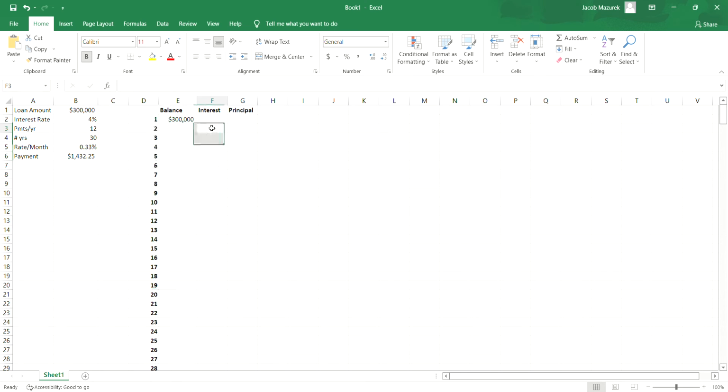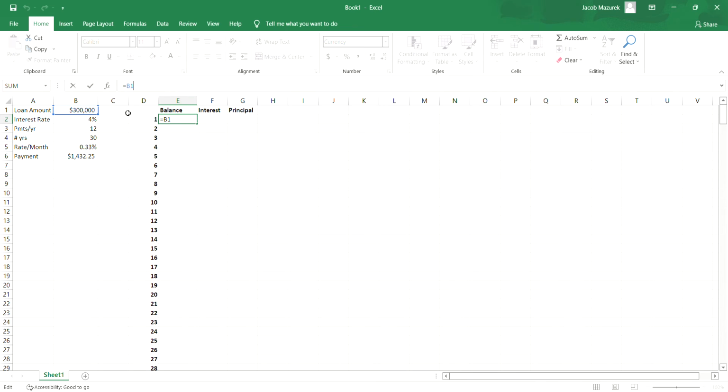Now here was the loan amount, the original loan amount, which I just used a formula equals this cell here, B1. Now I could type that, equals B1, or I could say equals, and I can click on it like this.